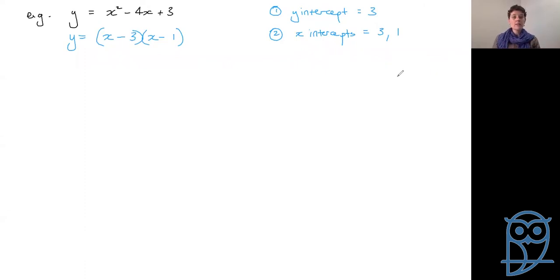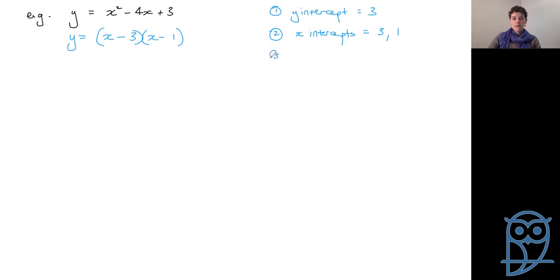So in this case, it's so much easier to factorize than to put it into completed square format. So we're not going to bother about the stationary point again. We're just going to work with those two intercepts. But we know that if we're halfway between 1 and 3, then we are at 2. So we know that line of symmetry is going to be at x equals 2.